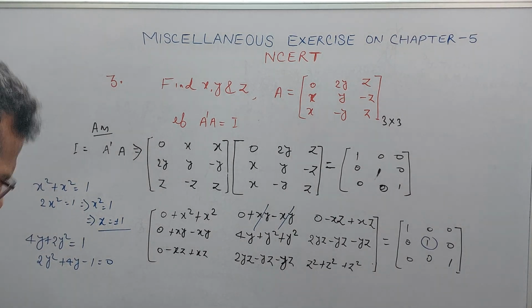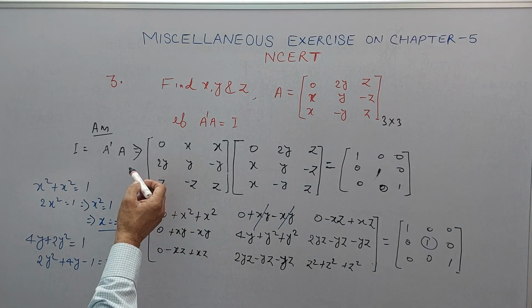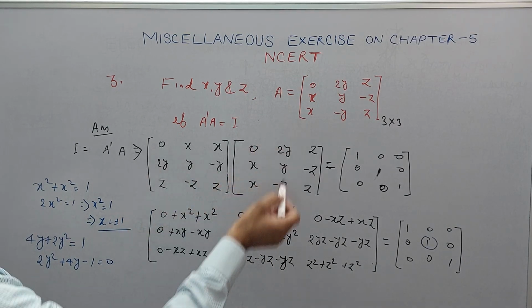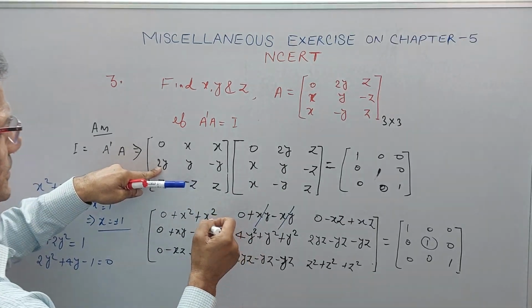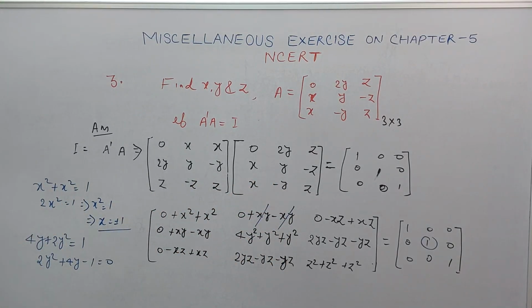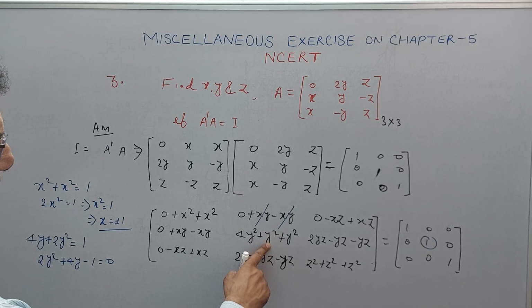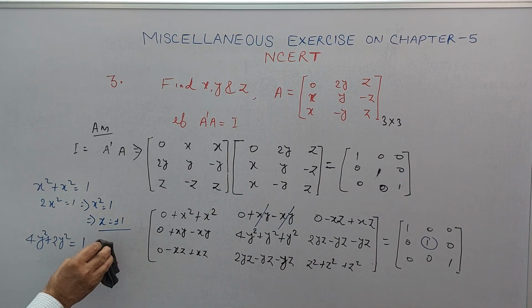So now there is some correction needed here. Second row, first column. 2y into 2y will be 4y square. 4y square, y into y square minus y will be this one. It's okay. And here, now this value becomes 4y square, 5, 4, 5, 6. This is 6y square. So now this is not a quadratic equation.